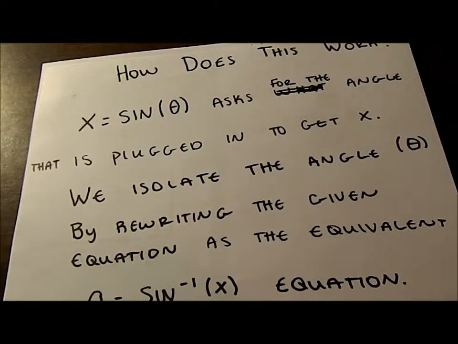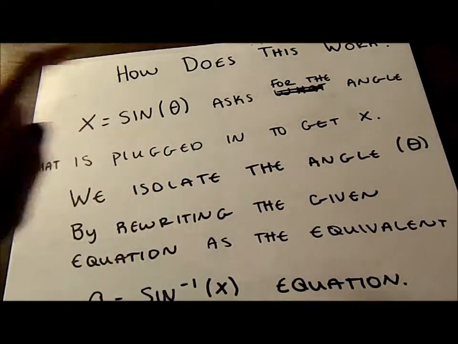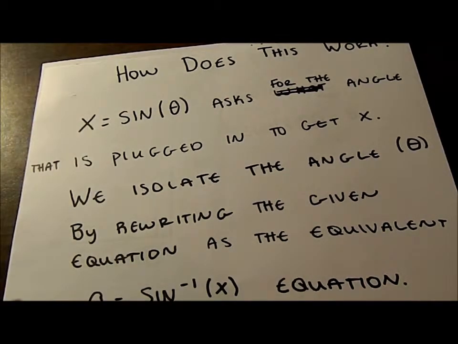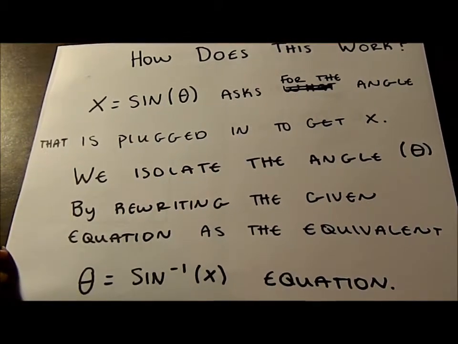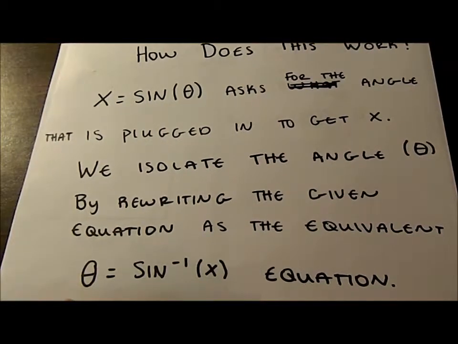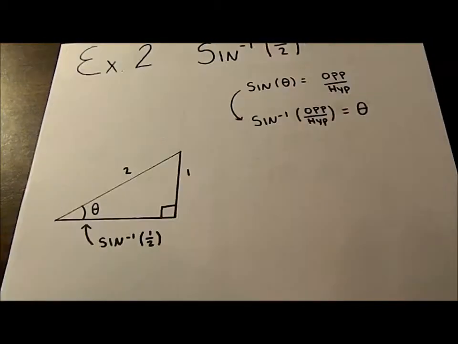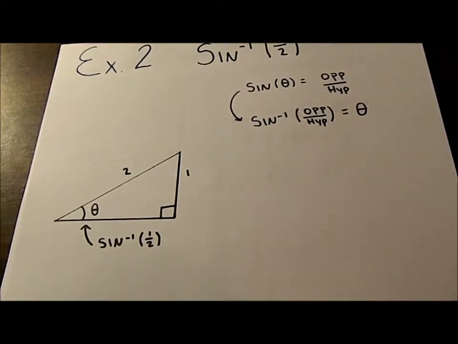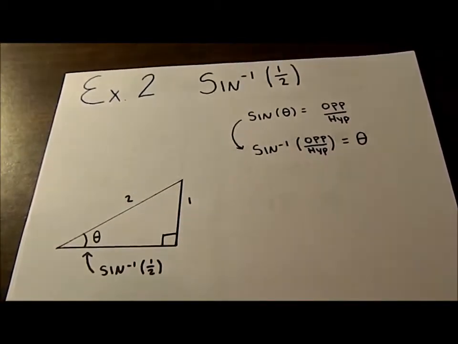X equals the sine of theta asks for the angle that is plugged in right here to get x. We isolate the angle theta by rewriting the given equation as the equivalent equation, theta equals the inverse sine of x. Okay, example 2. Here we're going to take the inverse of sine of 1/2.